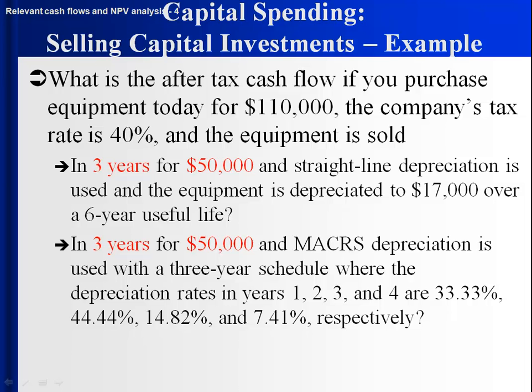Part 2 of the problem, you sell it in 3 years for 50 and you use MACRS. Again, you're selling it in 3 years and using a 3-year schedule, but that means there's depreciation over 4 years. That depreciation is relevant, and we'll use it to find the book value to figure out taxes and take it from there.